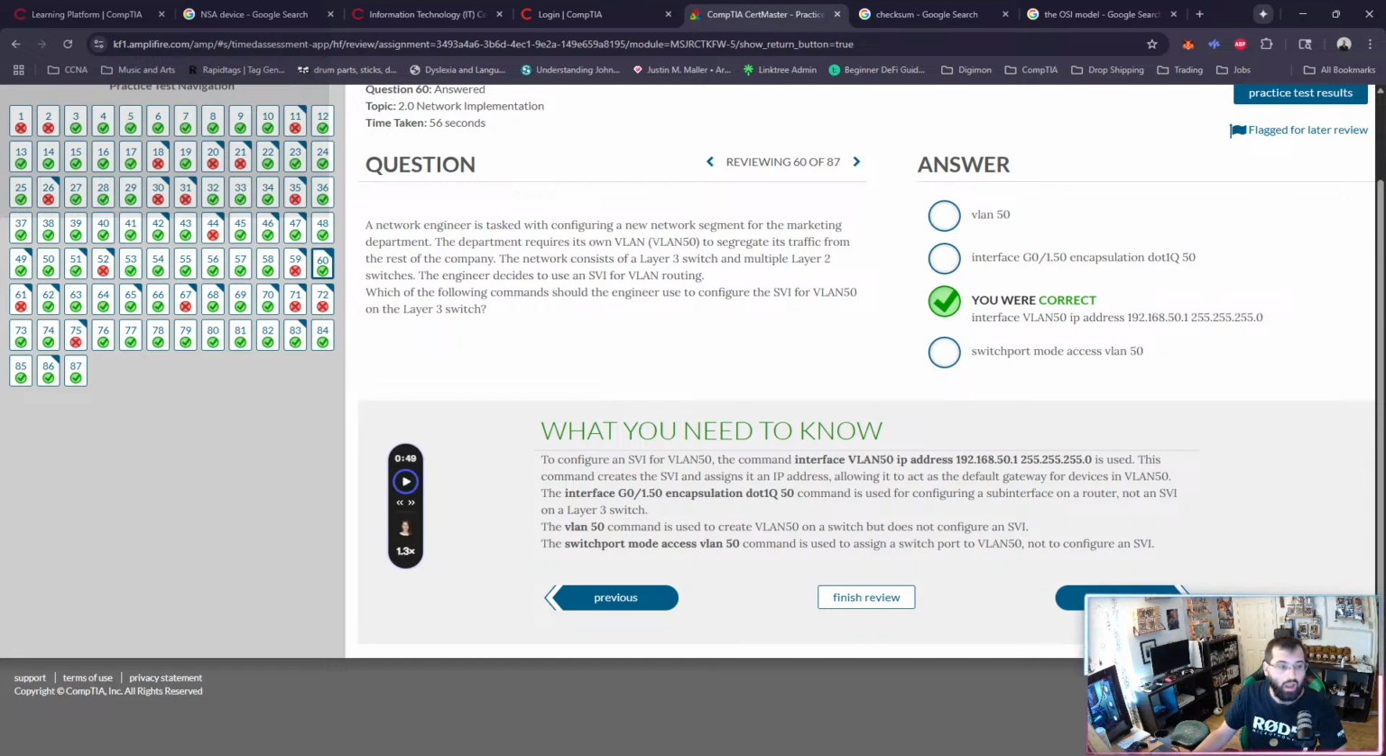Oh, I knew that this was the answer, but I hadn't done Cisco inputs in a long time, so I wanted to make sure that that's what it was. To configure an SVI for VLAN 50, the command is interface VLAN 50, IP address, and then you put the IP address and the subnet mask. This command creates the SVI and assigns the IP address, allowing it to act as a default gateway for the devices in VLAN 50. This other command is used to configure the subnet on a router, not an SVI. Man, that's crazy because I almost put that one.